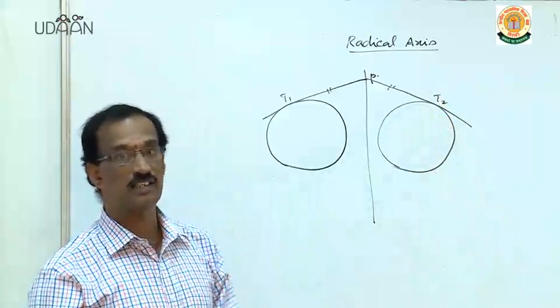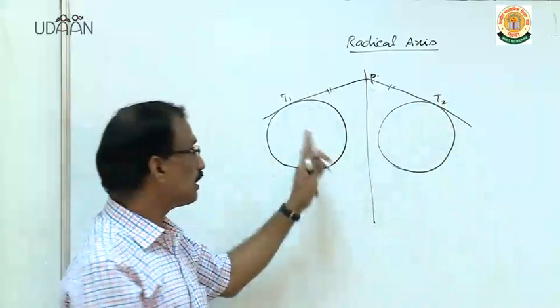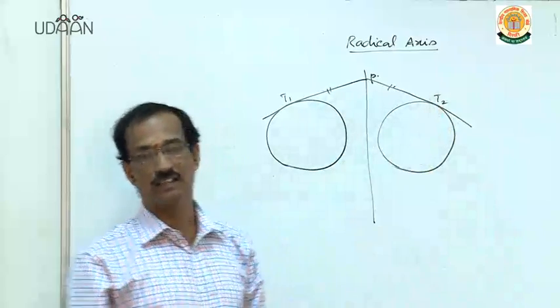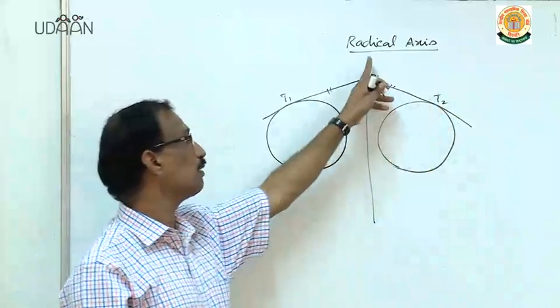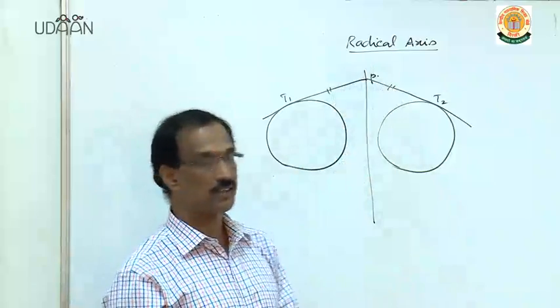The radical axis means what? The tangents drawn from a point to the circles which are equal in length, then the locus of the moving point P is called the radical axis.